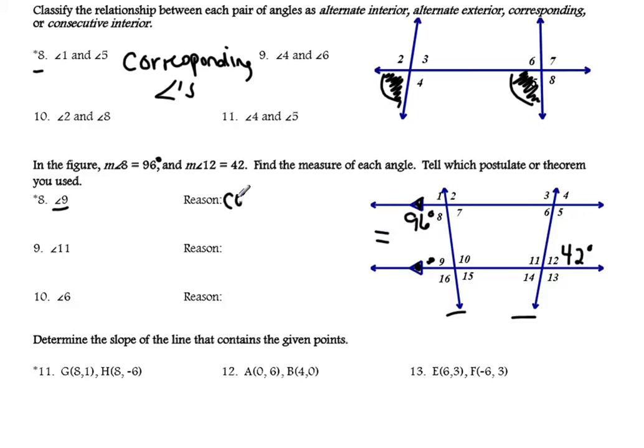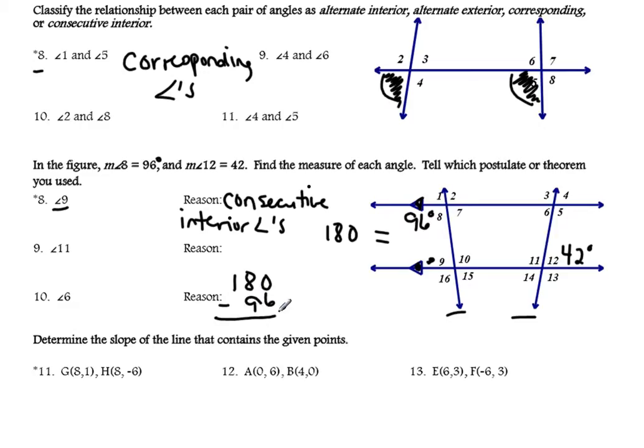They're called consecutive interior. Remember, your reason for these is the name of the angle pair. And to find the measure of angle 9, what are consecutive interior angles? Well, consecutive interior angles are supplementary, so they should have a sum of 180 degrees. So if angle 8 is 96 and there's 180 degrees between them, I subtract 96 from 180 and I'm going to get 84 degrees.